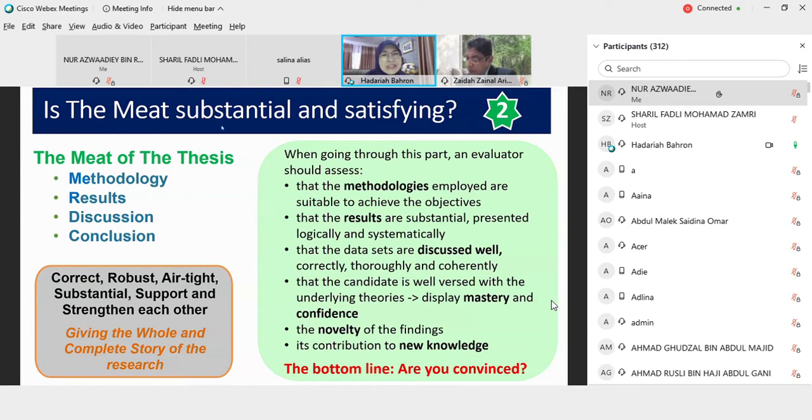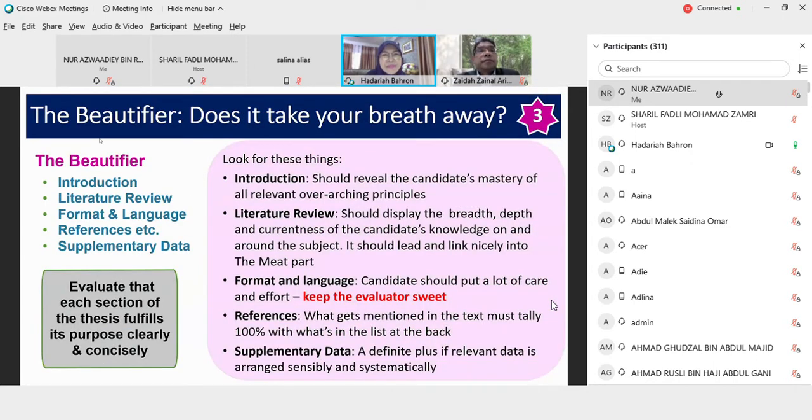Is the meat substantial? Is it satisfying? So that is the question for the biggest and strongest part of your thesis. And I'm going to go next into the beautifier. The beautifier, does it take your breath away? When you see something beautiful, you gasp.